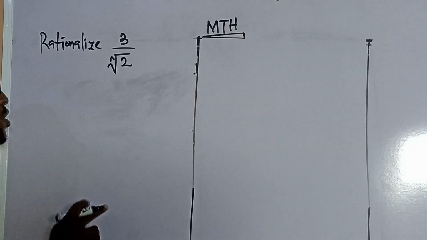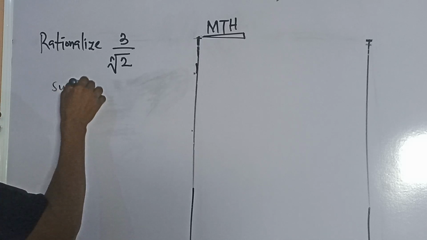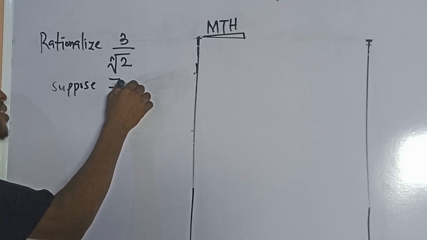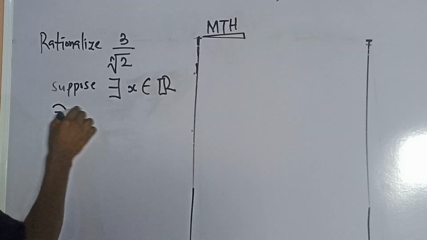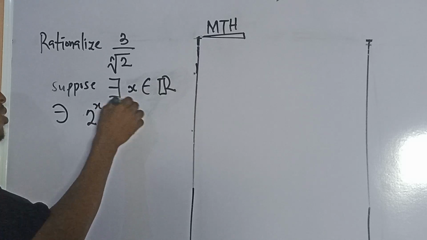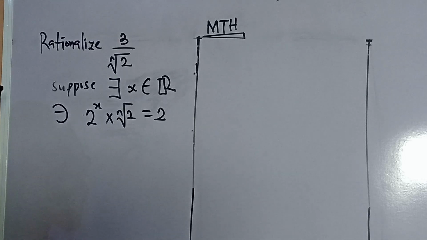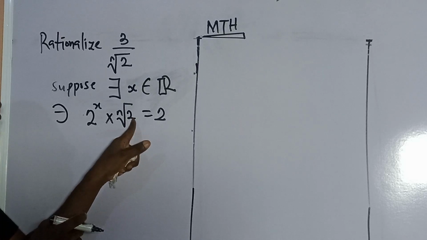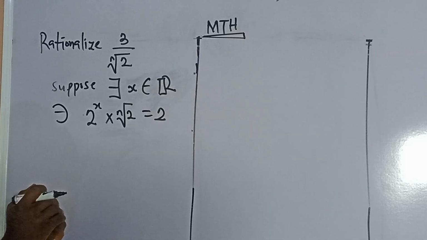Now, this is how you go about it. You suppose that there is a number x. You can say, suppose that there exists an x in the set of real numbers, this symbol is for "there exists", such that 2 to the power x multiplied by the nth root of 2 is equal to 2. So let's suppose that such an x exists, that if we raise 2 to the power x and multiply by the nth root of 2, the result will be 2. Let's suppose that. So we have to look for the value of such an x, all right?